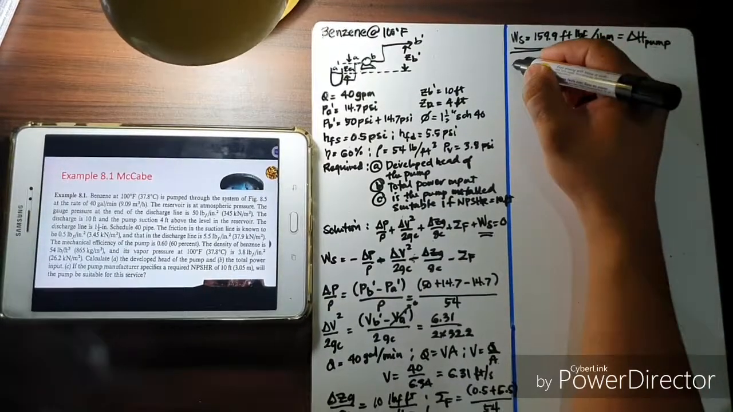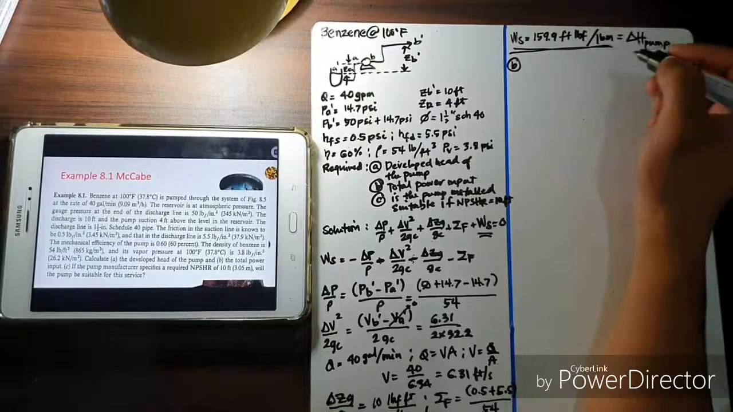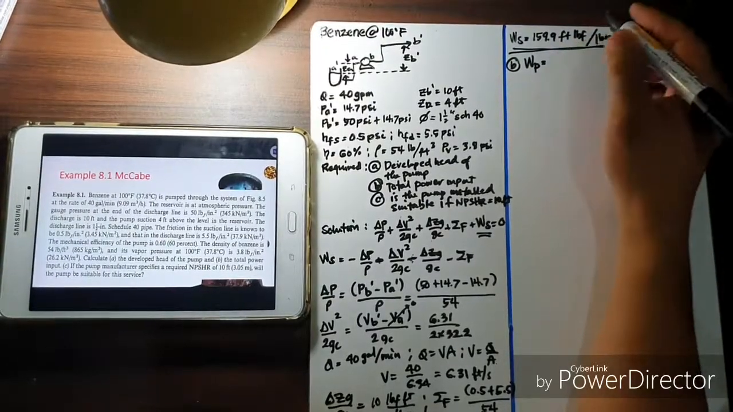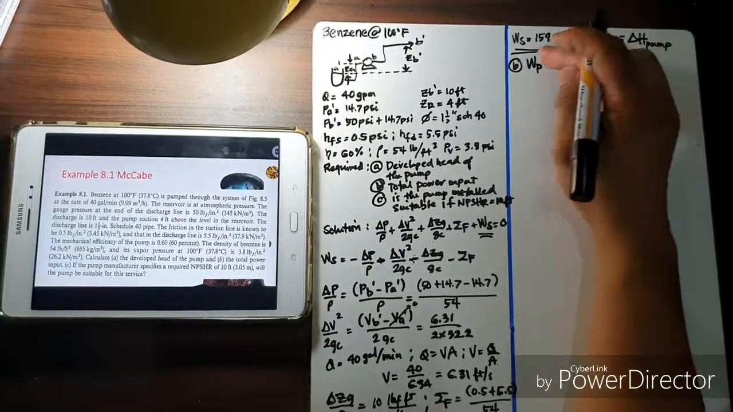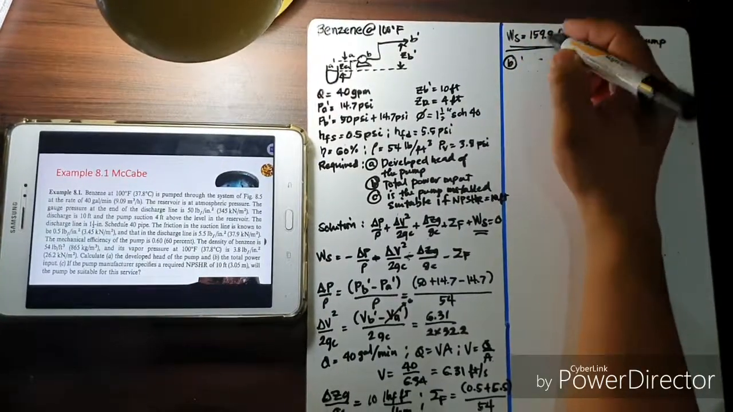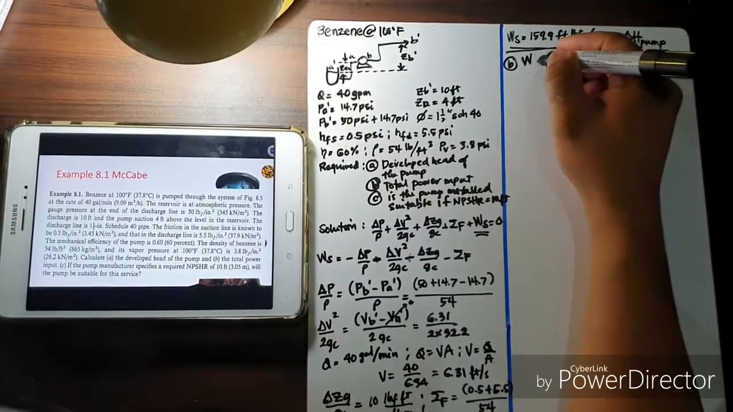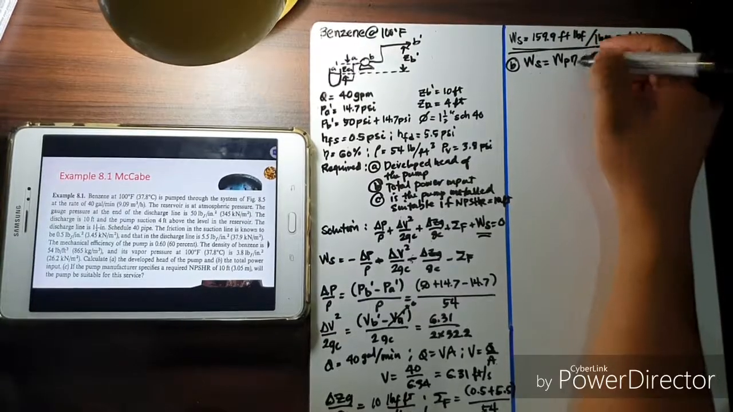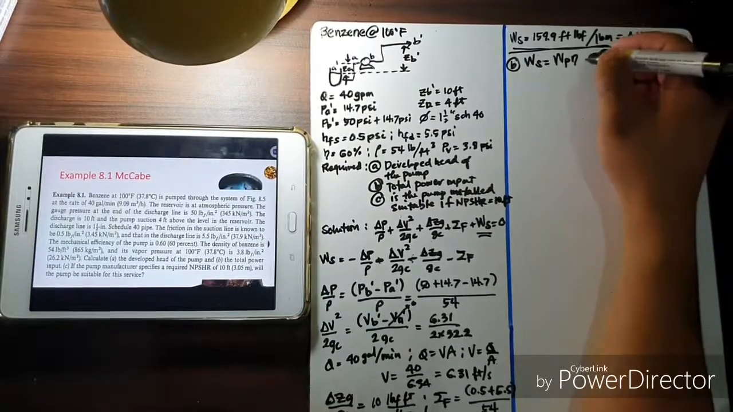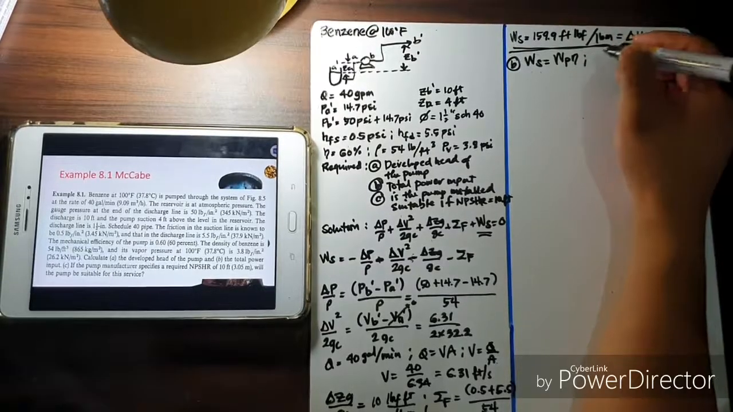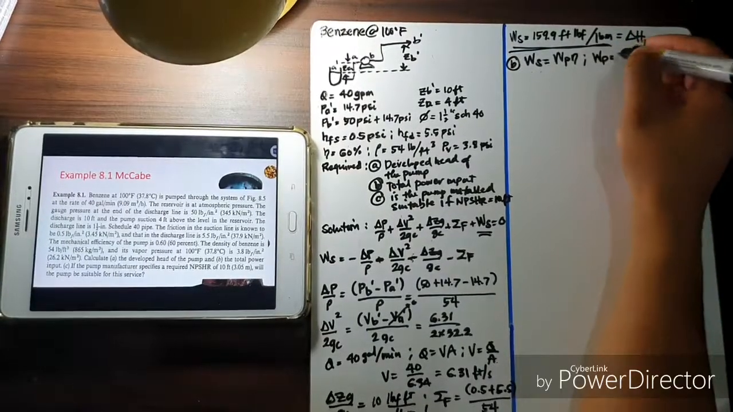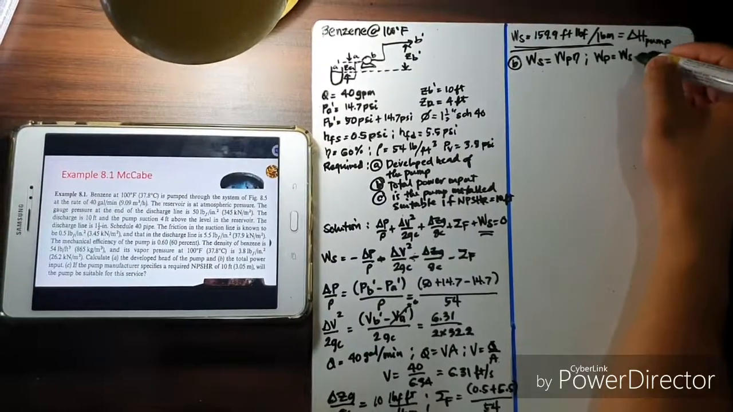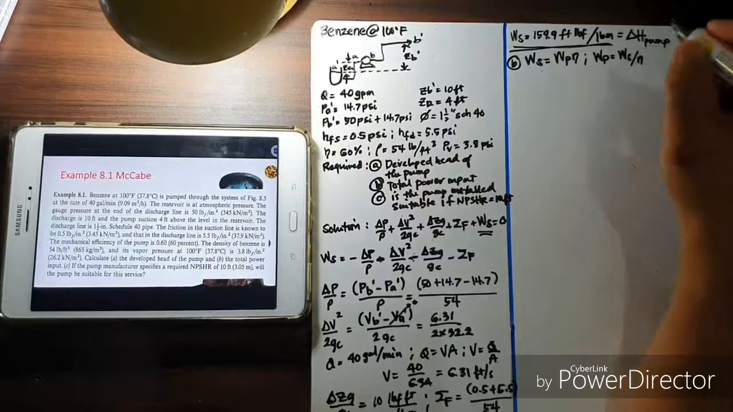Now, for us to be able to calculate letter B, which is the total power input, remember that the work of the shaft is equivalent to the work of the pump multiplied by the efficiency. So if you want to know the work input to the pump, this is equivalent to shaft work, or the delta H, or the developed head, divided by the efficiency.